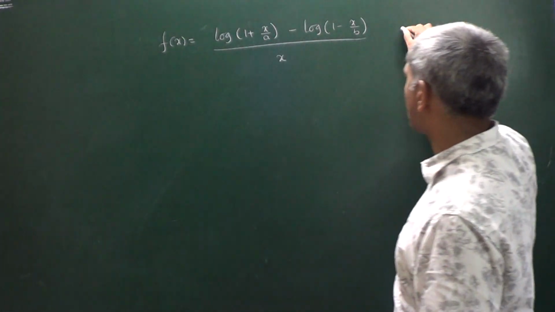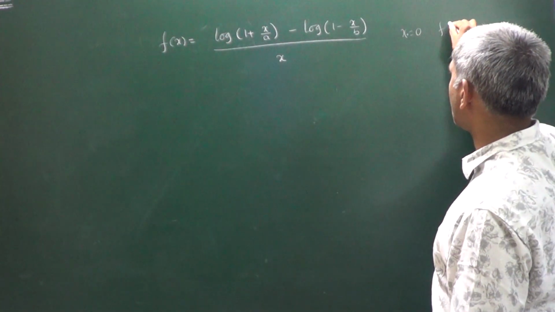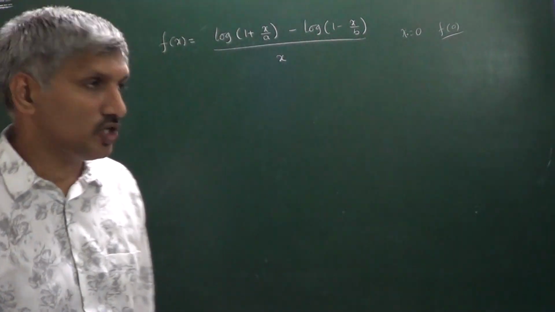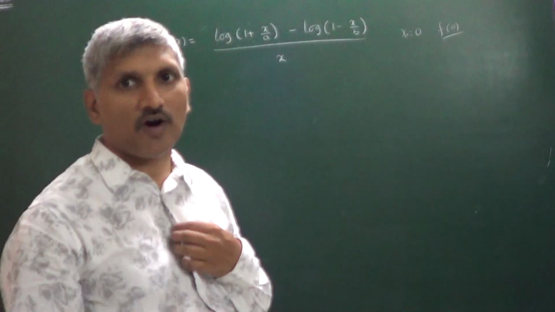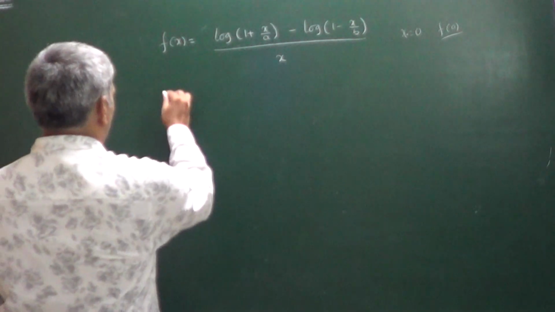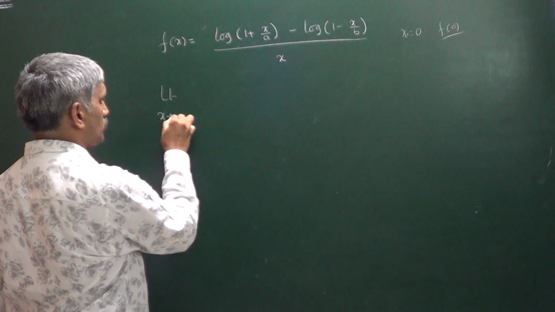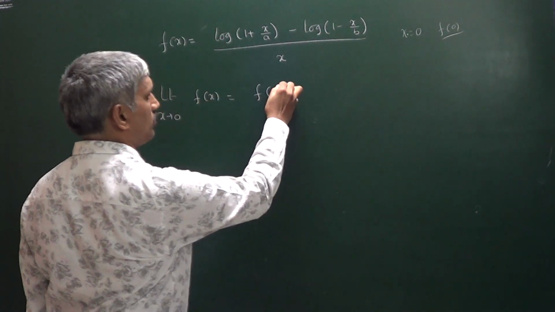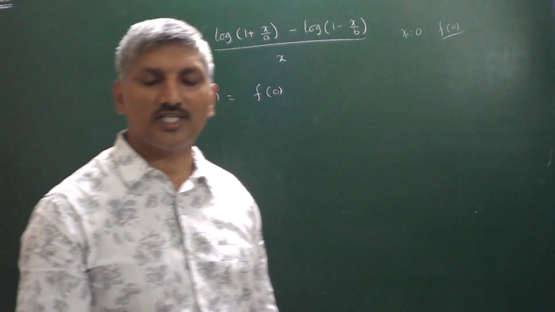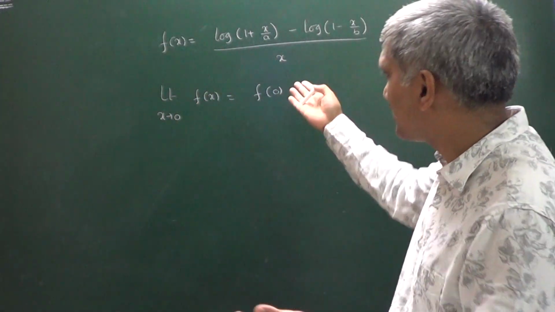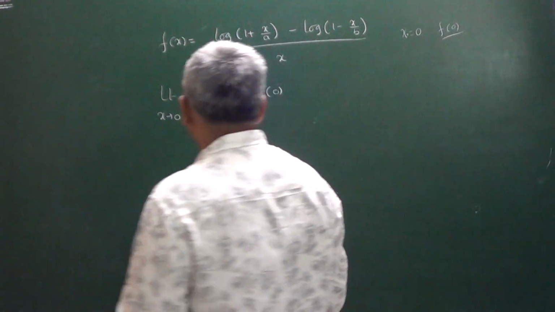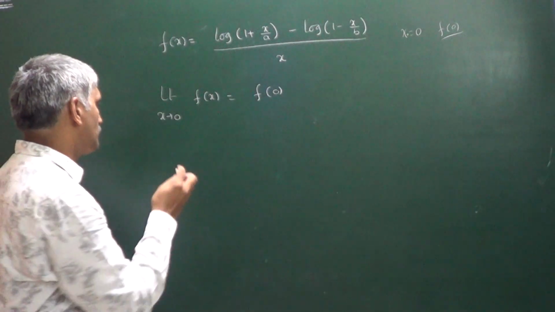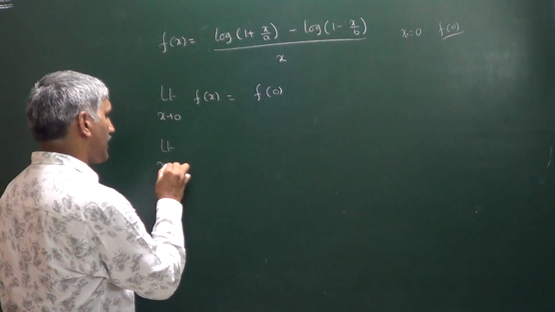The function is continuous at x is equal to 0, and he is asking to find the value of f of 0. Right, limit x tends to 0 of f of x is nothing but f of 0. Because the function is continuous at x is equal to 0, what do we know? This limit has to exist, and that must be equal to f of 0. Now observe here, this is equal to limit x tends to 0.